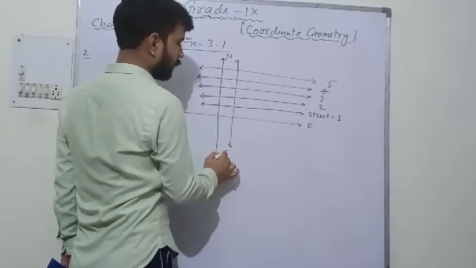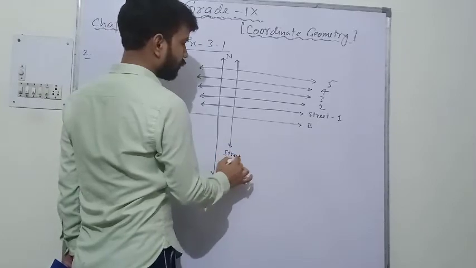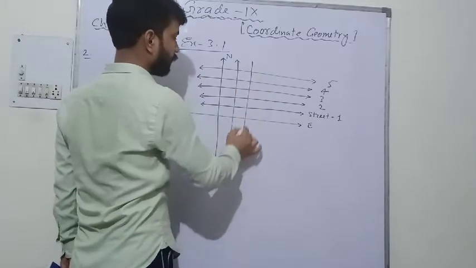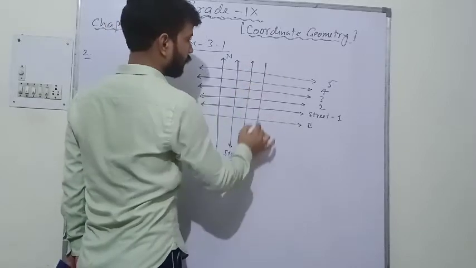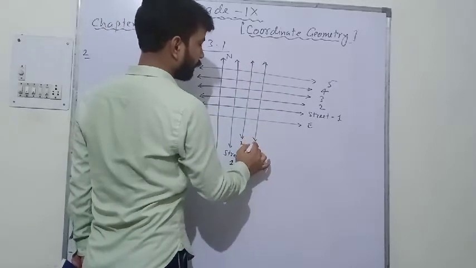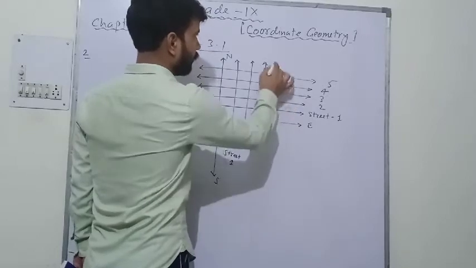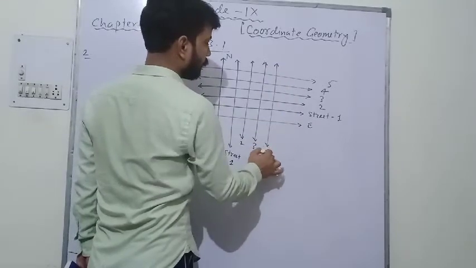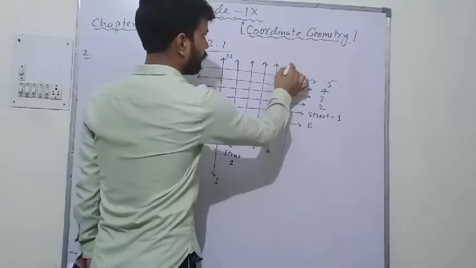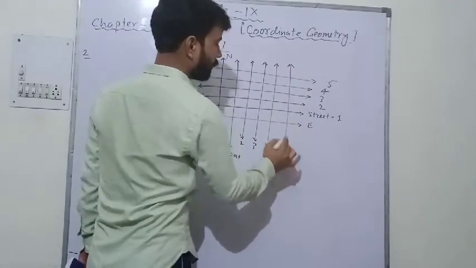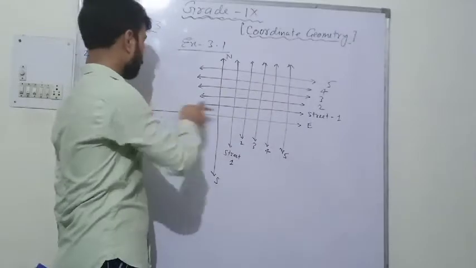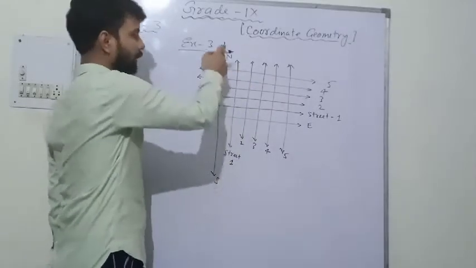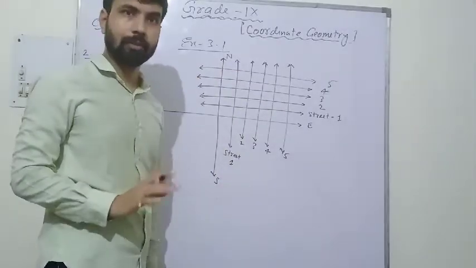Now 5 streets are along the north-south direction. This is street 1, street 2, street 3, street 4 and street 5. Clear? 5 streets along the east-west direction and 5 streets along the north-south direction.